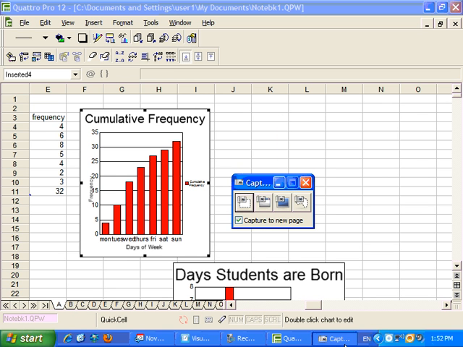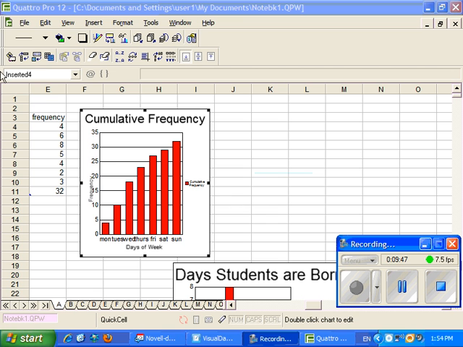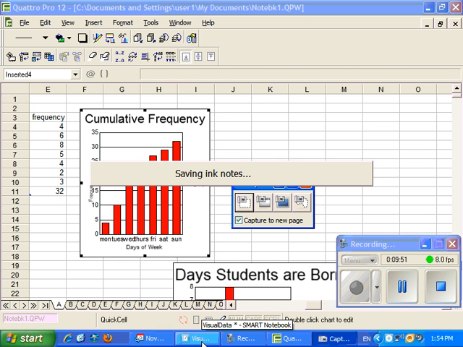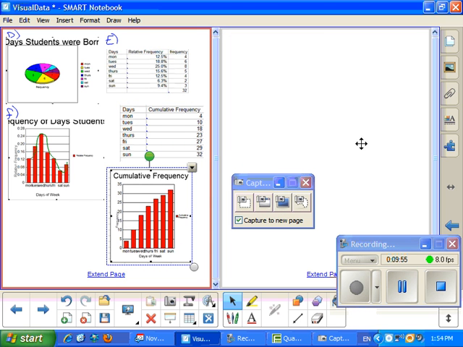So I'll take a capture of that and bring that over to the smart board and bring that over here. Now this is the one graph that looks different from the other patterns. And the difference is that it continually increases because we're just adding the previous total onto the one before that.